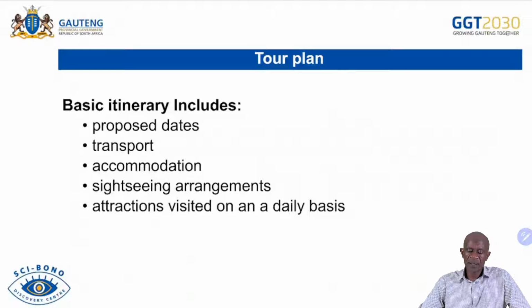We have also explained the concept of itinerary when we looked at the key concepts to be studied. So a tour plan and an itinerary go hand in glove. So the basic itinerary includes the following. One, there must be dates. There has to be transport to move your tourist around. There has to be accommodation.